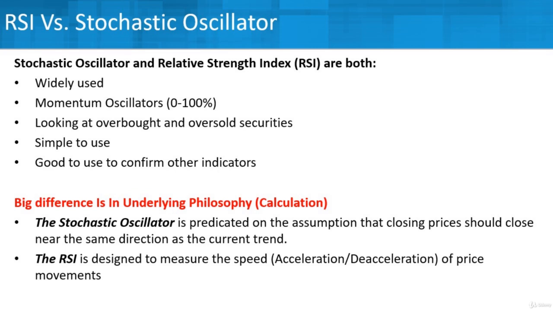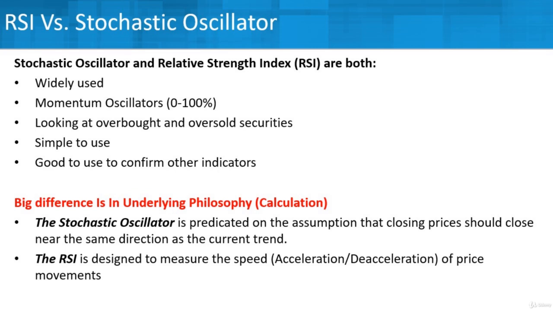And they're simple to use. You can just choose your parameters, and it'll overlay the graph, and you can just watch for the conditions, the buy and sell signals, as we learned in the previous lessons. And they're really good to use to confirm with other indicators. So if you're using something else as your primary indicator, a candlestick pattern, a chart pattern, maybe a moving average, whatever it might be, these oscillators, the stochastic oscillator and relative strength index, are good to use to confirm what you're seeing.